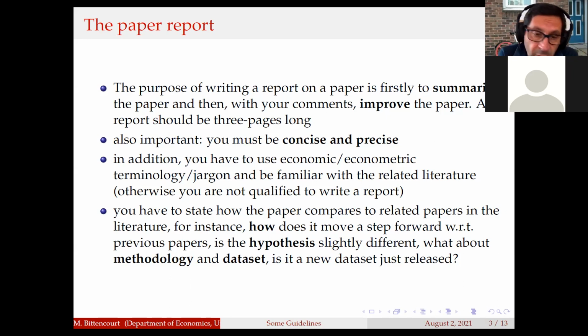Is it a new data set just released that they are using, or an old data set that nobody has used before, and now you are formatting and putting this data set in a nice format so that you can use it?